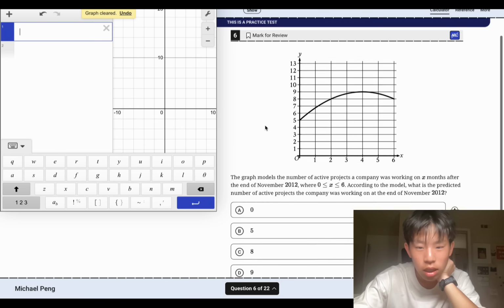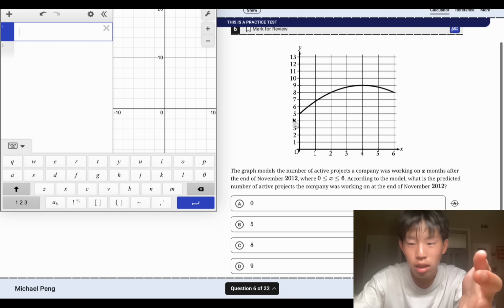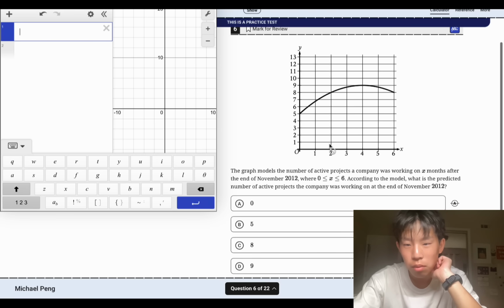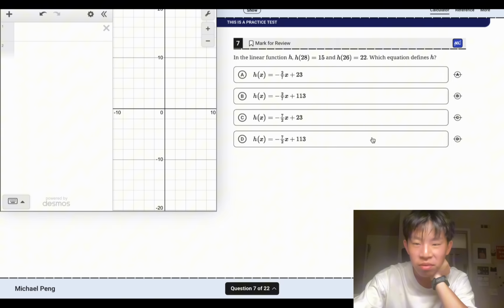So this one is saying that this is the end of November 2012, okay? And then it's saying that as the months pass, it's going to increase in projects and then slowly decrease. So in December, it's going to have 7 projects, and then in January, 8, and then February, 9. But the question's not asking that. The question's asking at the end of November 12, how many projects do they have? And we can just see here, it has 5, correct? So the answer is 5.